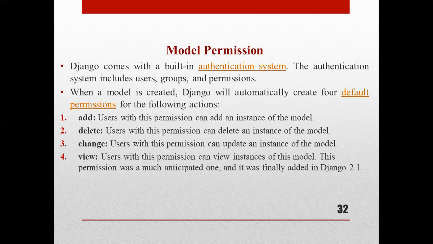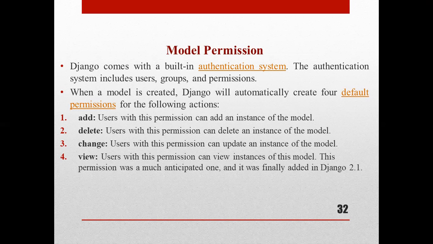When a model is created, Django will automatically create four default permissions for the actions add, delete, change, and view. Add means a user with this permission can add an instance of the model, and delete means a user with this permission can delete an instance of the model. Change means a user with this permission can update an instance of the model, and view means a user with this permission can view instances of the model. This permission was much anticipated and was finally added in Django 2.1.